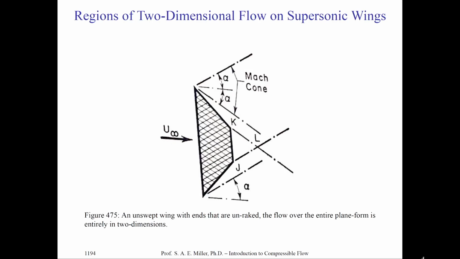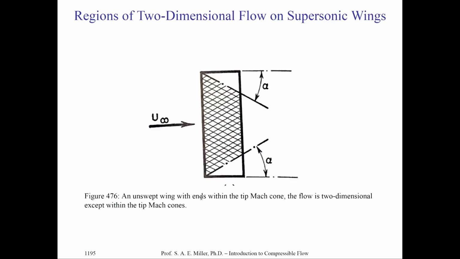Now, the flow over the entire planform is indeed entirely two-dimensional according to the assumptions we just made. Indeed, the angles of the wing where it's clipped, if you will, are larger than, of course, the Mach lines, which are created at the disturbances at, say, points A and B at the tips of the wing. Now, an unswept wing with ends within the Mach cone, which are defined as, say, alpha from some disturbances on the wing, will have entirely two-dimensional flow except at the tips of the wing. And so we can solve for this particular flow with our developed theory.